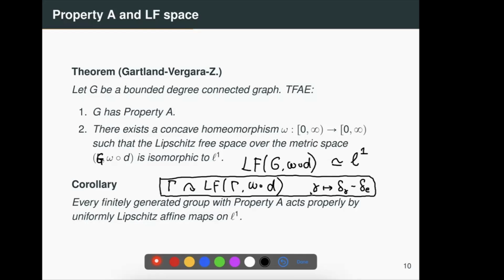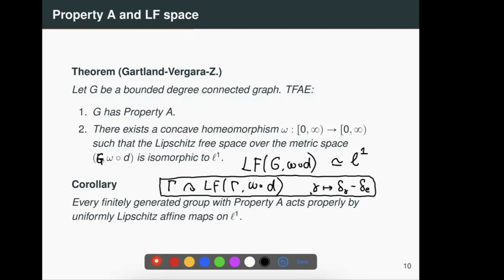So you have this natural isometric action, and then by this isomorphism, you go to the uniformly Lipschitz action. Therefore, you deduce the corollary that any finitely generated group with property A would satisfy this conclusion, that it admits a uniformly Lipschitz affine action on L1 with a proper orbit. These statements that you have seen before actually admit characterizations in terms of coarse geometry. So it tells you that L1 is somehow very different from the uniformly convex spaces.